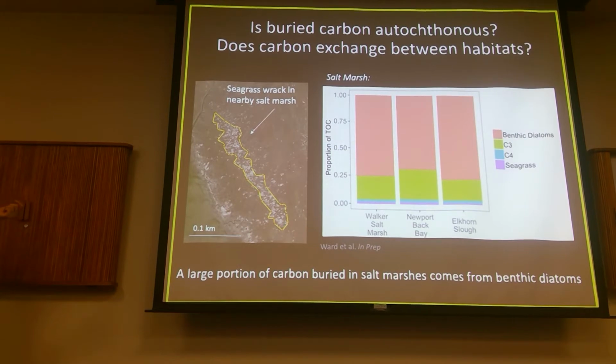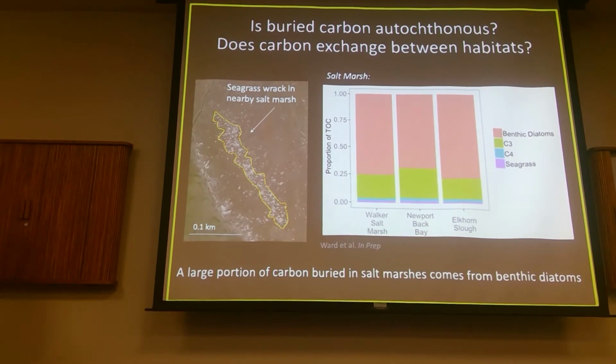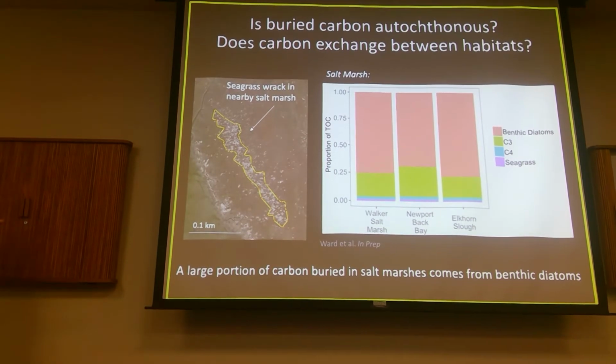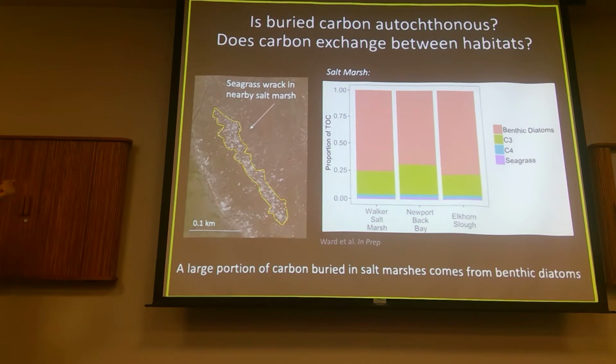And the dominant signal in the salt marsh is benthic diatoms or plankton or suspended particulate organic material. They all have a very similar signal. But for the most part, it's small planktonic diatom communities that are contributing to the carbon buried in the salt marsh. And then the next important driver is C3 plants. So pickleweed is the dominant C3 plant in these salt marshes. And then C4 saltgrass and seagrass is not significantly different from zero.